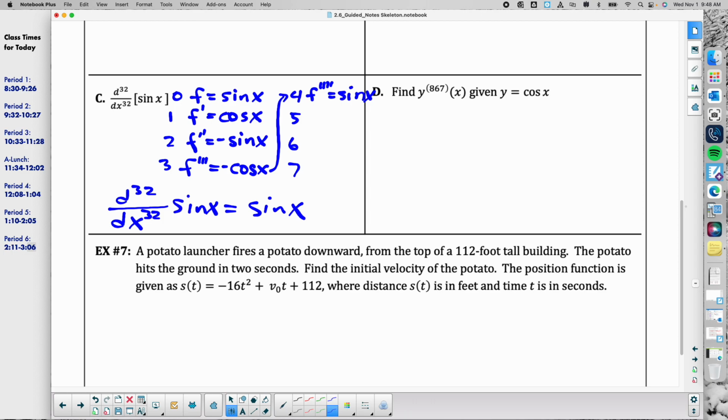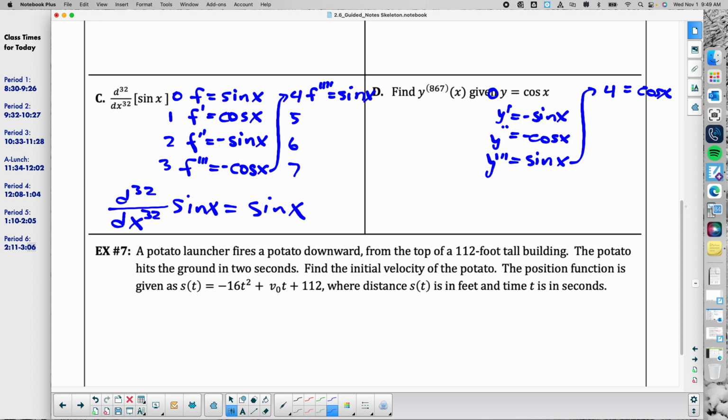So I need to figure out the pattern. This is 0, first derivative, negative sine, second derivative, negative cosine, third derivative, positive sine, and then this is when it cycles, fourth derivative, let's start with cosine. Okay, so now we have our cycle.